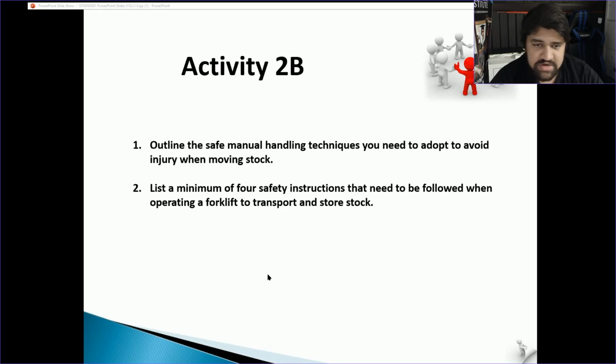If it's got directions, follow the directions on how to handle that item. Use help, and take breaks in between if it's heavy or you need a break. Use protective gear like gloves or safety boots.